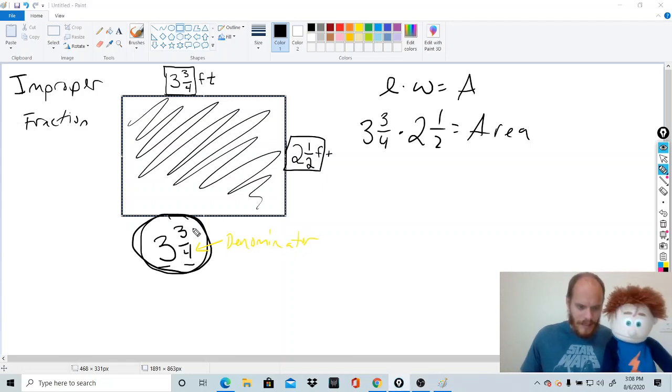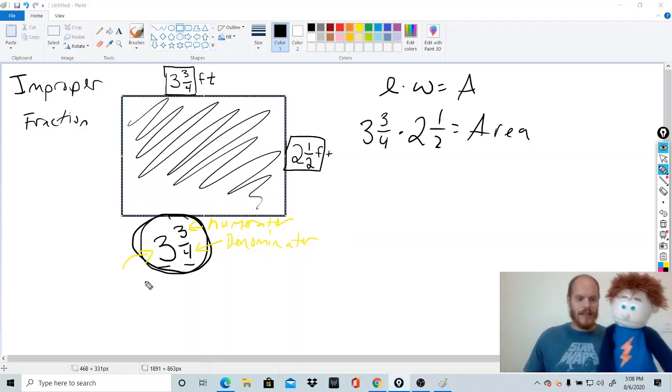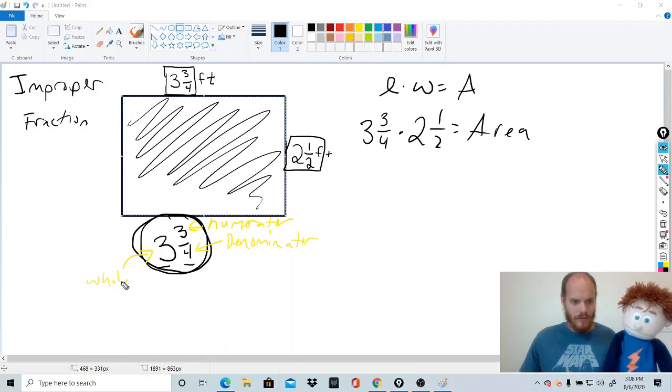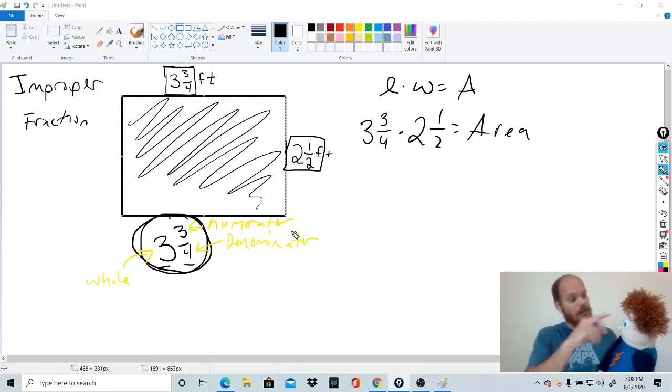Okay? And this part right here is called the numerator. So, this right here, I said was called the what? Whole number. Exactly, the whole number. Okay, so this is called the whole. What we're going to do is turn it into an improper fraction.